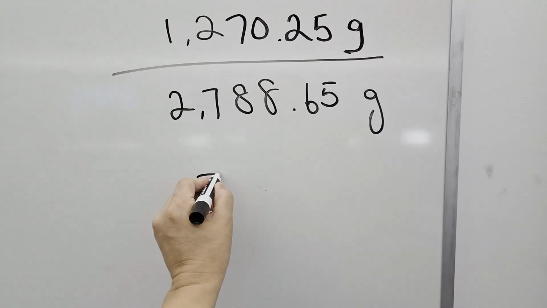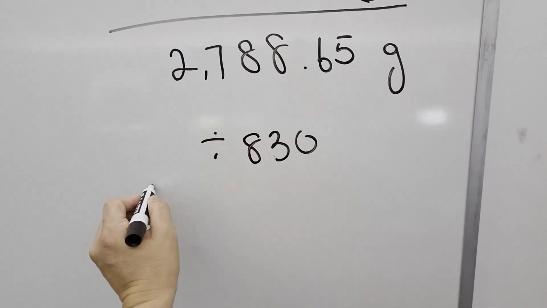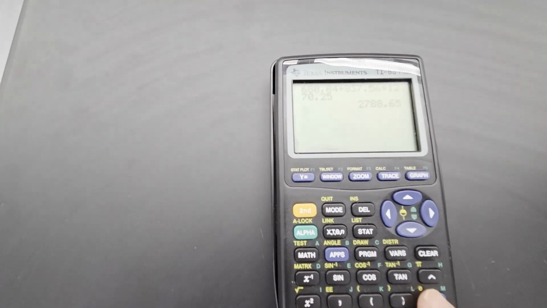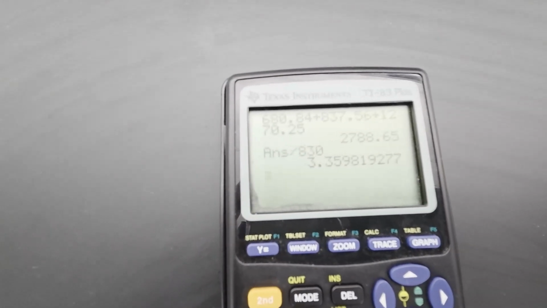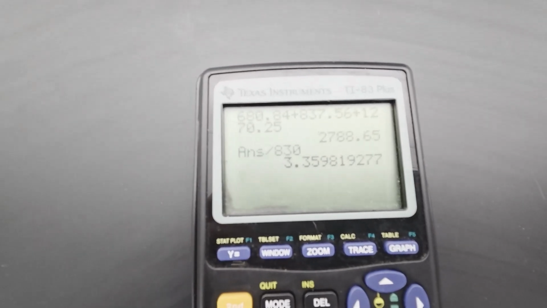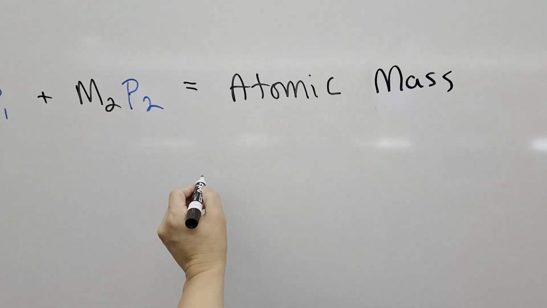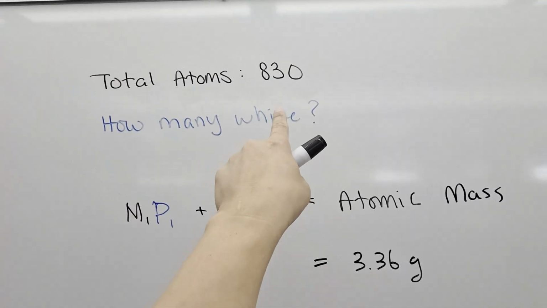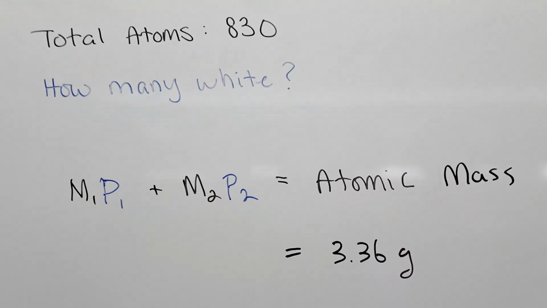And we can divide that by the total number of atoms, which is 830. The average mass, which is stored in my calculator, but I'll just trim to 3 sig figs, 3.36. That's the average mass of each of the 830 atoms in that bin.